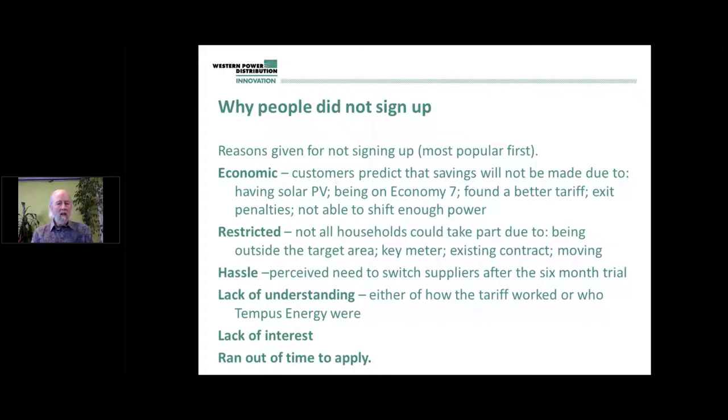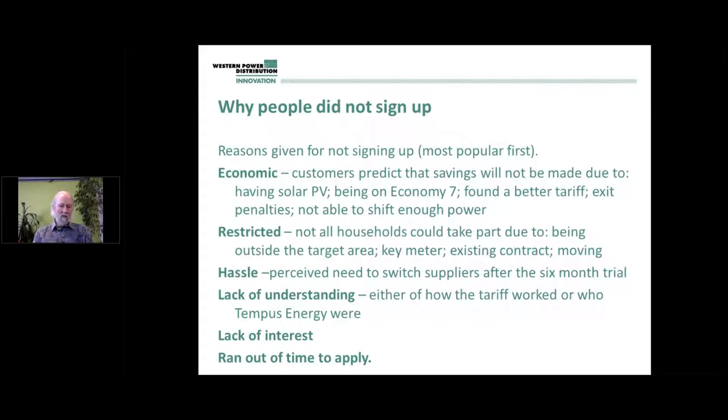We did a survey halfway through the process, basically surveying WREN members that didn't sign up, well, at least ones that were potentially able to sign up and were in the right area. Reasons given, in order of popularity. Economic: customers predicted the savings would not be made due to several factors, including having solar PV themselves, being on Economy 7 because we couldn't support the dual tariff meter, although we were offering a dual tariff that was based on the time rather than the meter actually switching. They found a better tariff, exit penalties which I've already mentioned, and they didn't perceive they could shift enough power, largely due to maybe being out of work.